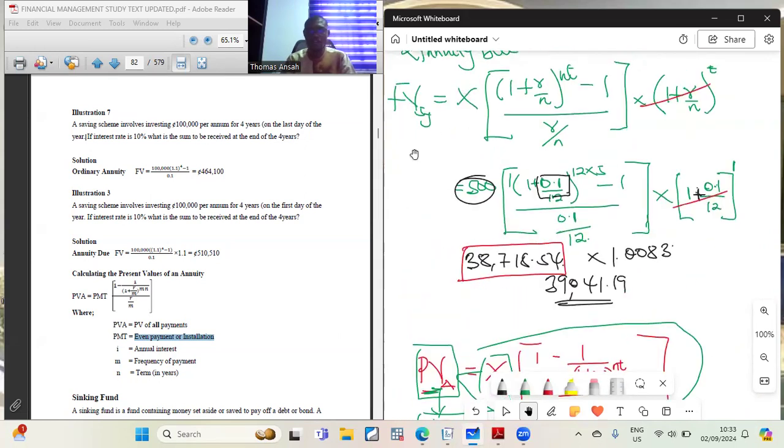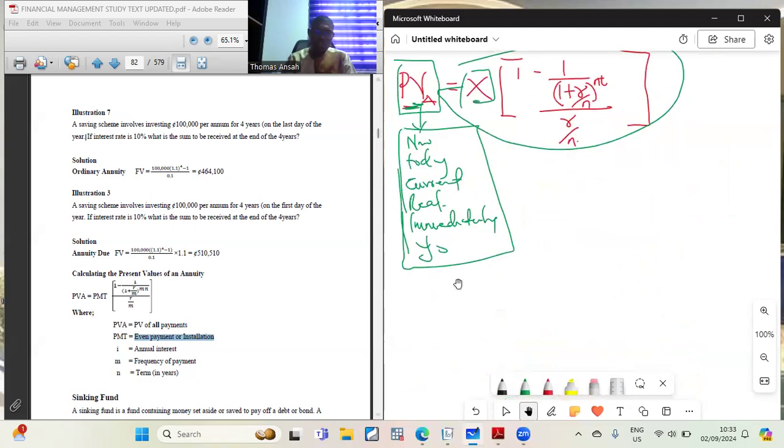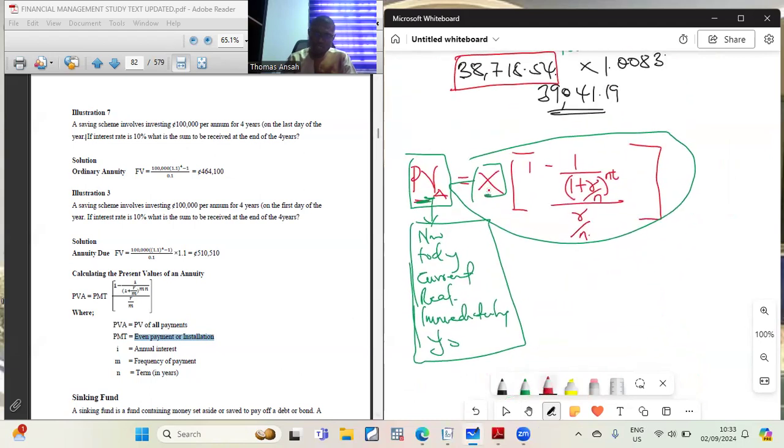So it's the same formula, you make X the subject. You don't need to do the change of subject of the formula, but you just insert in the figures. All right, so basically that is that. Okay, so that is it. And that part is what we call a sinking fund.